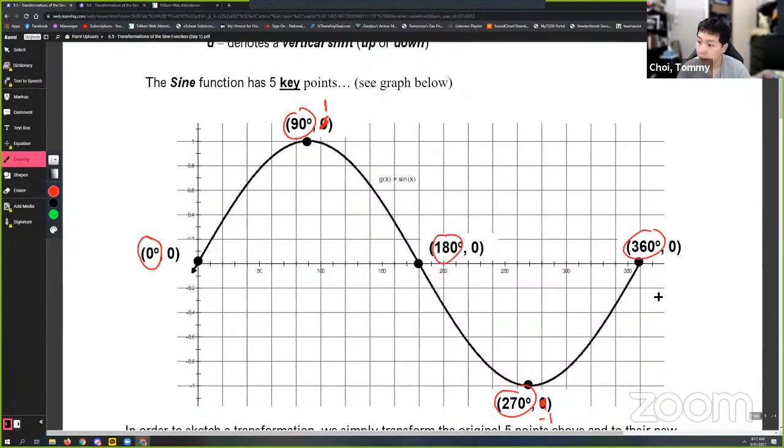So 0, 90, 180, 270, 360. If you remember those 5 x values, the phase shifting becomes a lot easier than you think. Okay? So let's keep that in mind as we move on into these transformations. We're always going to come back to these 5 key points. This is really important.